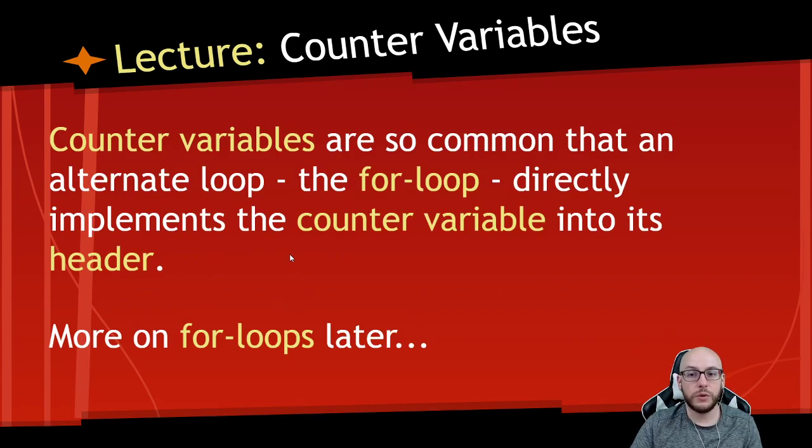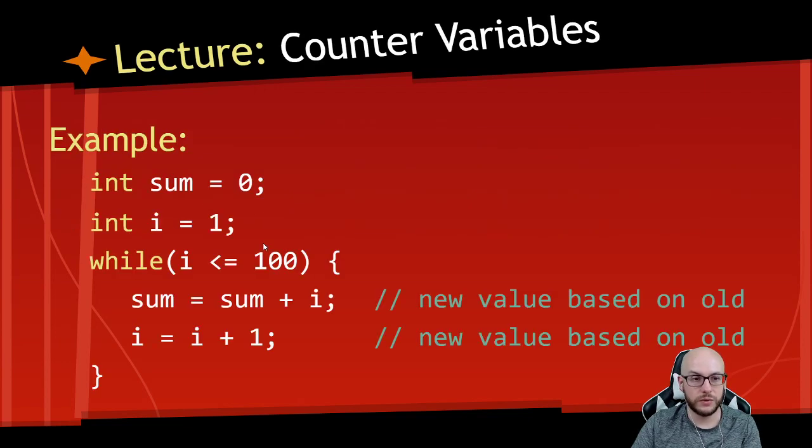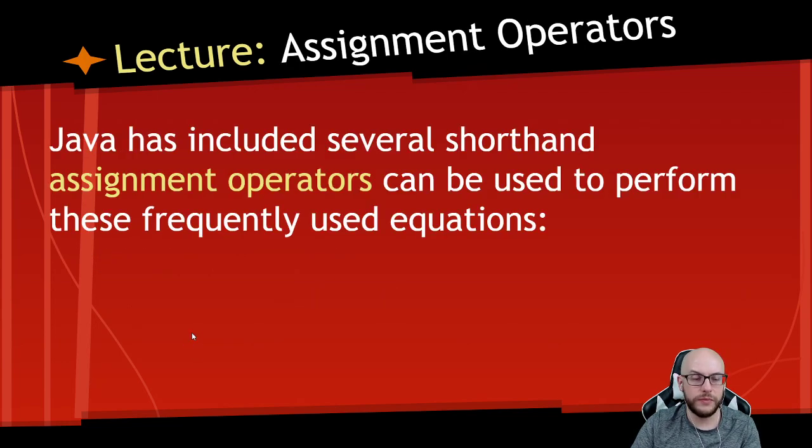Counter variables are so common that an alternate loop, the for loop, which we're going to learn about later in this unit, directly implements the counter variable into its header. More on those later. Equally common is the need to update variables inside the body of a loop by updating the variable's value based on its old value. So right here, we're updating sum. The new value for sum is based on its old value. We're updating i here. The new value for i is based on its old value.